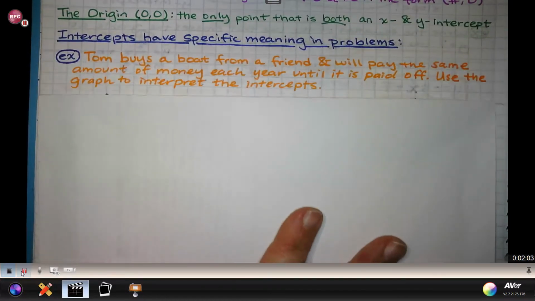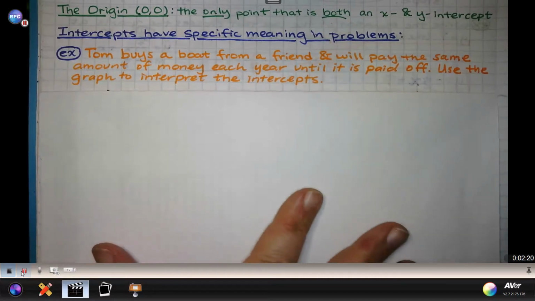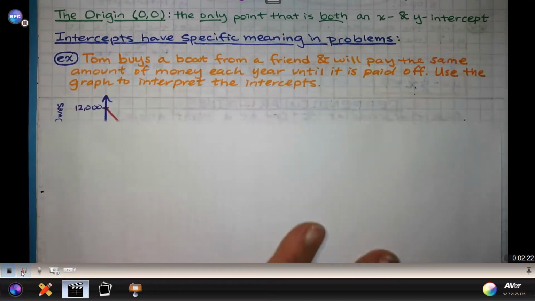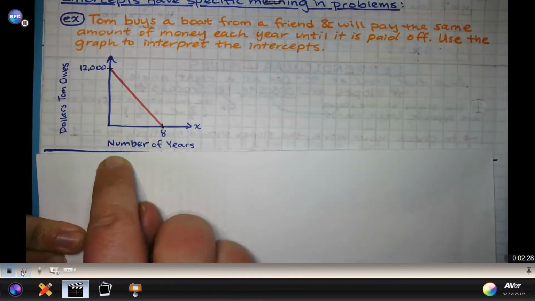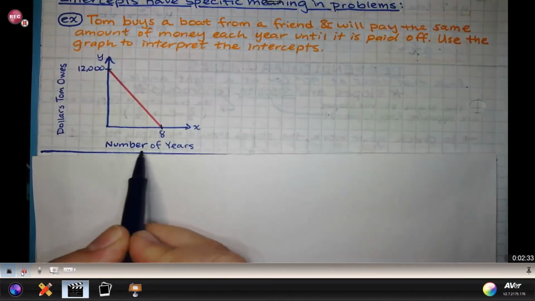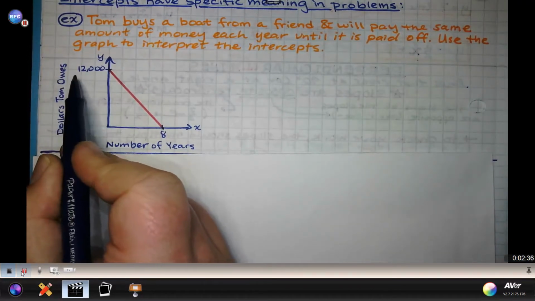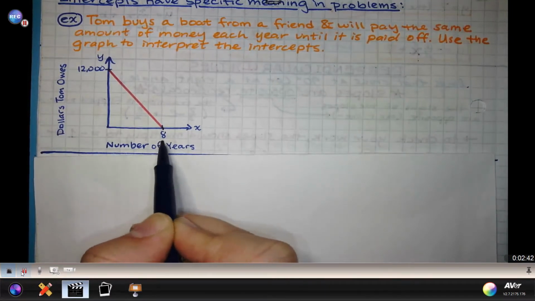So we're going to look at this problem: Tom buys a boat from a friend and will pay the same amount of money each year until it's paid off. So whatever amount that is, he'll pay that exact same amount every year until it's paid off. And then it says use the graph to interpret the intercepts. So instead of giving you an equation or a table, they give us this graph. And I call this a lazy graph because I only really mark the important stuff. So again, make sure that you're marking everything I am. The y-axis is dollars Tom owes, and that is 12,000 here with a dash, okay? And then the x-axis is number of years, and that is an 8.